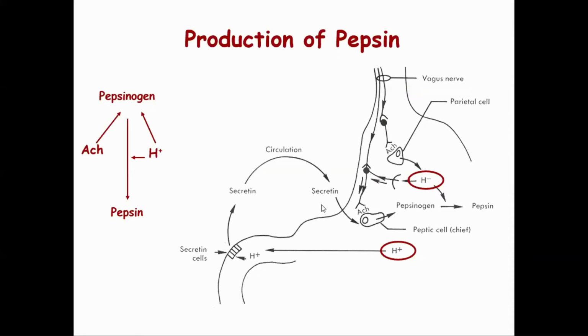The stimulation of pepsinogen release is also done by secretin. Secretin cells are present in the duodenum. When secretin is released, it goes through the circulation and acts on the chief cells, causing the release of pepsinogen. When pepsinogen comes, the hydrogen ion acts, and pepsinogen is converted into pepsin, right?